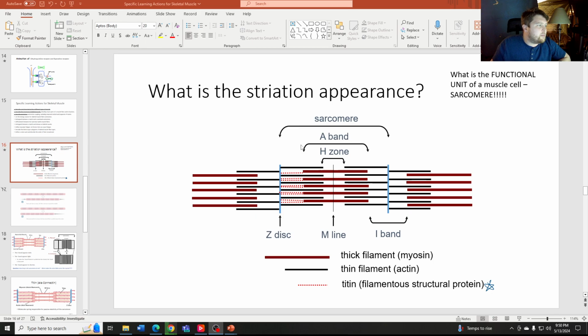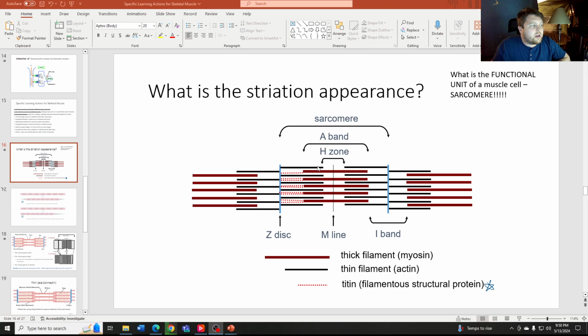The A band includes all of the myosin. Where all of the myosin is, that is the A band. It can include some of the overlapping actin that's there. Okay? So A band, wherever the myosin is. The H zone, this right here, is just where you have myosin.